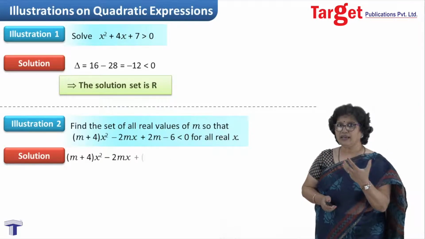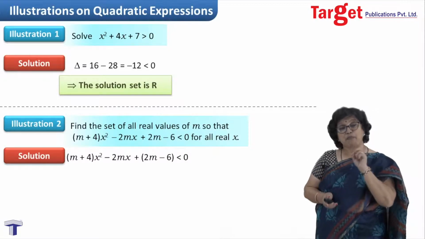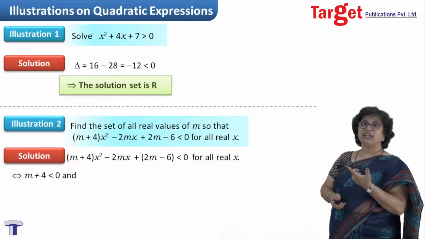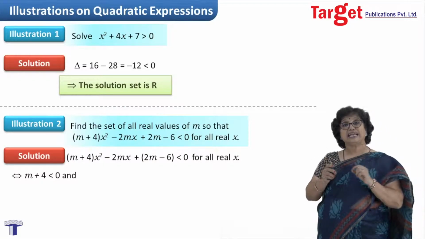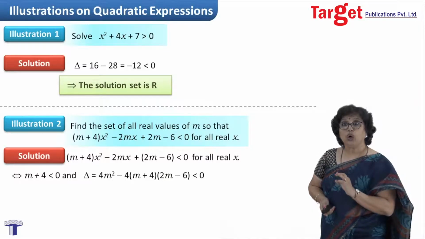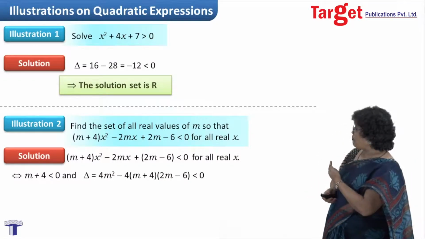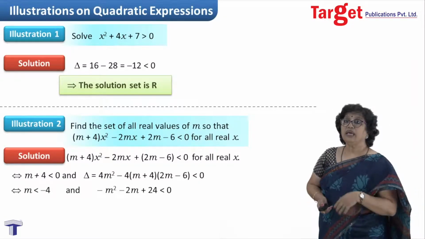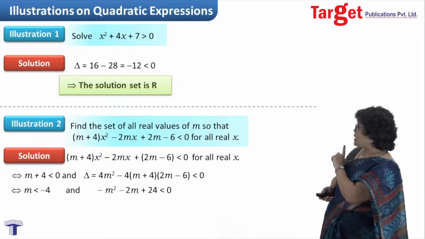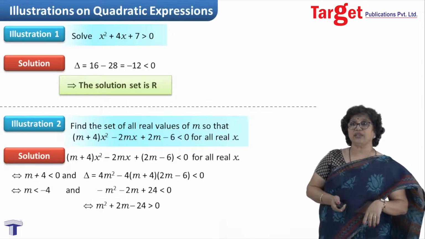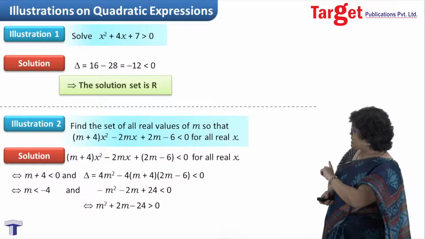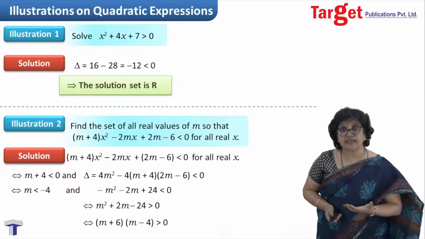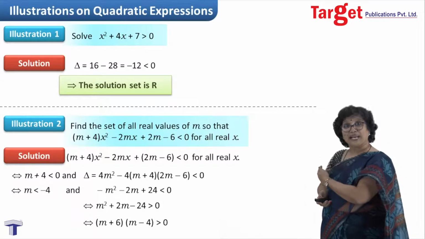Does that tell you something? Does that not tell that m plus 4 is the leading coefficient? That has to be negative and the discriminant will have to be negative because the expression is negative for all real x. So start with these two conditions: m plus 4 is less than 0 and delta less than 0, and simplify that delta part. If you simplify, you will have minus m square minus 2m plus 24 less than 0. You can adjust those signs and rewrite it as m square plus 2m minus 24 greater than 0. And when you factorize, this is (m plus 6)(m minus 4) greater than 0.